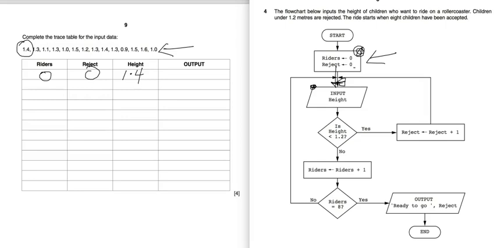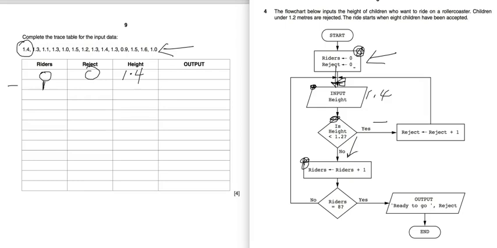So then we move down and we say, is the height less than 1.2? Well, the height is 1.4. So I'll just put what the height was there. It's 1.4. So yes, it is. Sorry, no, it's not. Is the height less than 1.2? It's not less than 1.2. So we move down here. Then we say, the riders variable becomes equal to riders plus 1. So we go onto our trace table and we increase riders by 1.